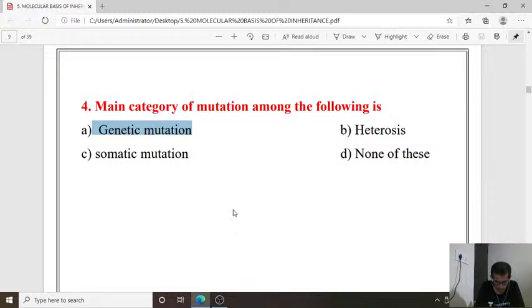So the option is B for that one. Okay. Sorry, A is the right answer for fourth one.